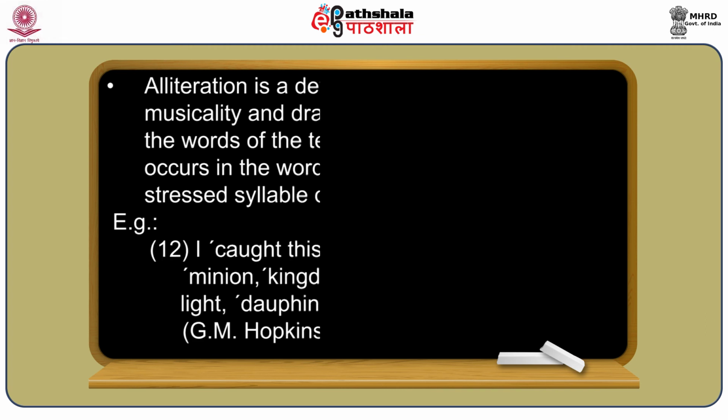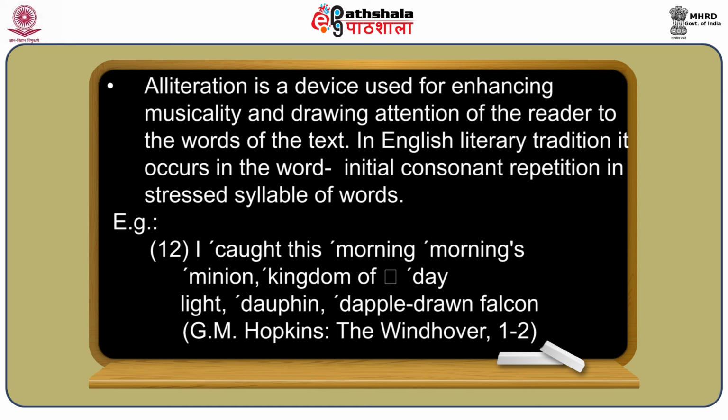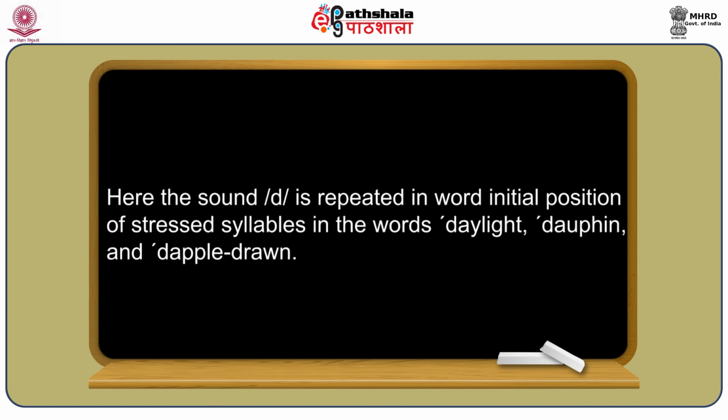This is onomatopoeia. Alliteration is repeating the initial consonant of a stressed syllable in a line. Once one consonant is repeated across words in the line, at similar positions before the stress, we call it alliteration. Here's an example: I caught this morning's minion, king-dom of daylight's dauphin, dapple-dawn-drawn falcon. Let's take daylight, dauphin, dapple. All these syllables are stressed, and the d is the onset. So when these onsets are repeated before the stress patterns in the same line or even the next line, this is alliteration. This alliteration leads to musical quality or emphasis.